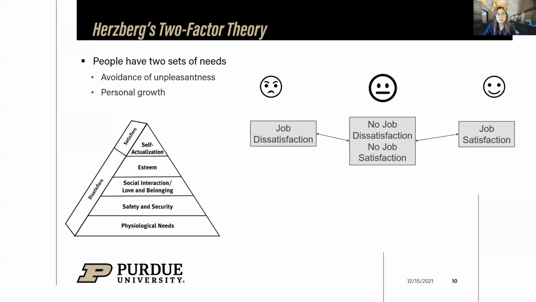So as you can see, we can actually also superimpose Herzberg's two-factor theory on Maslow's hierarchy of needs, in which there are dissatisfiers and there are satisfiers. The dissatisfiers can occur from the first four levels of Maslow's hierarchy of needs, and then the satisfier can be the actual final level of Maslow's hierarchy of needs.